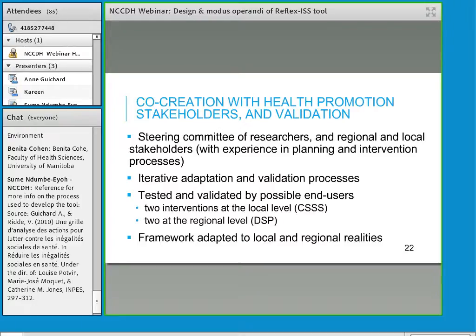Each analysis involved in-depth interviews with the team in charge of the intervention. The feedback and information were incorporated into a final version that was validated by a number of possible end users and into a framework well adapted to the realities of practitioners and organizations working in various areas of the public health system in Quebec.